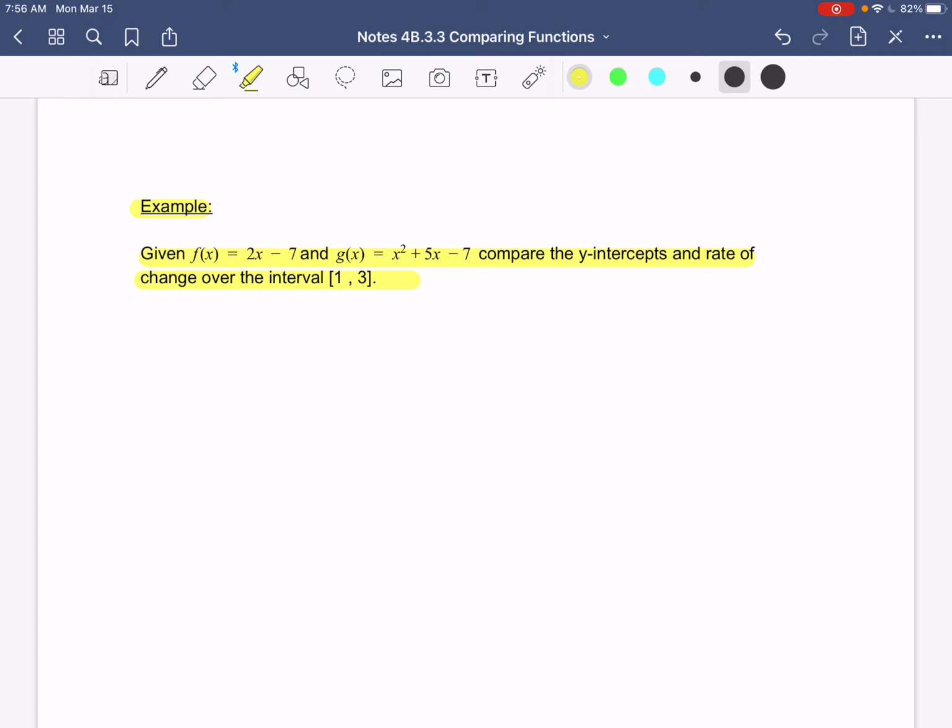All right, our example says, given f of x equals 2x minus 7 and g of x equals x squared plus 5x minus 7, compare the y-intercepts and rate of change over the interval 1, 3. Okay, so we're going to have to find the rate of change and the y-intercept, and we have two functions. So the first one is f of x. That one is 2x minus 7. That is just a regular old linear equation.